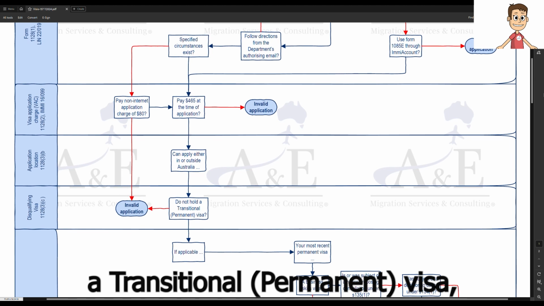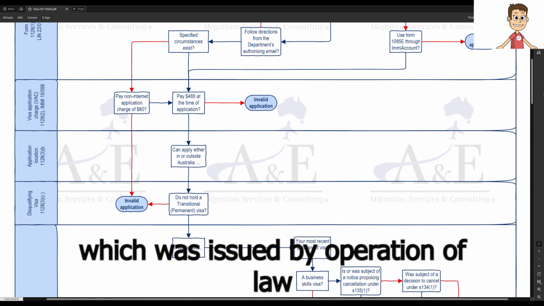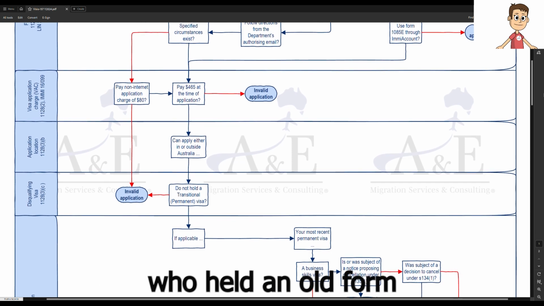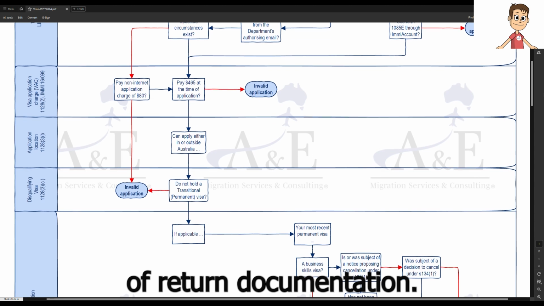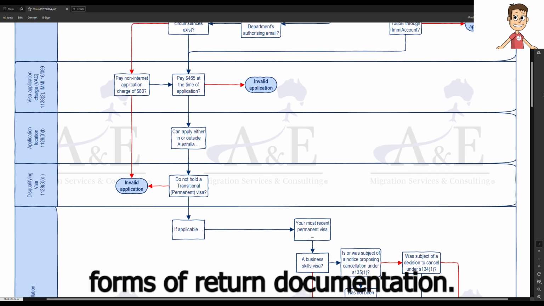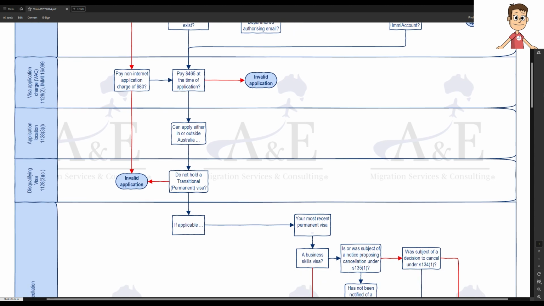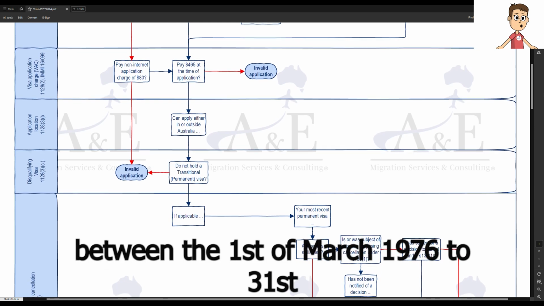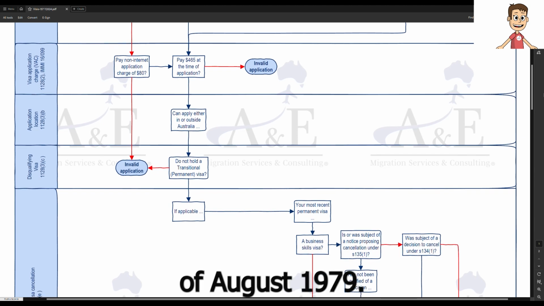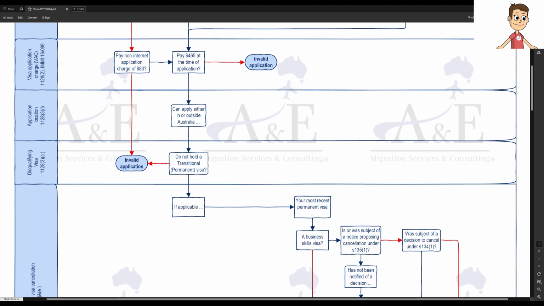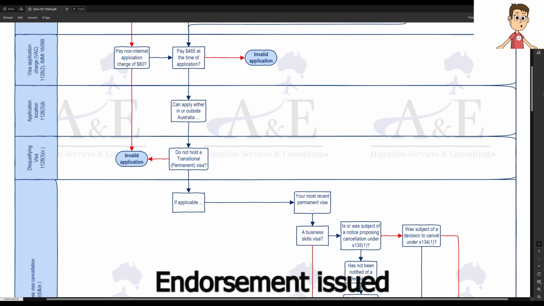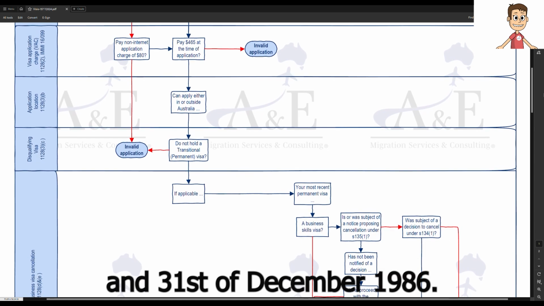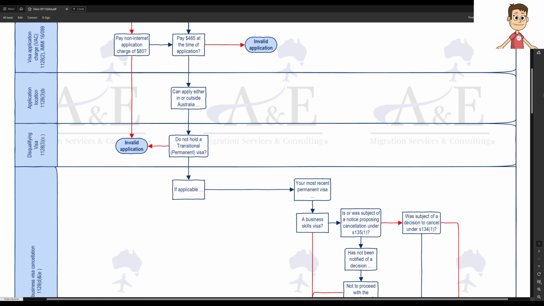You must not hold a transitional permanent visa which was issued by operation of law to Australian permanent residents who held an old form of return documentation. There are 2 old forms of return documentation. The first one is the Authority to Return issued between the 1st of March 1976 to 31st of August 1979. The second one is the Return Endorsement issued between the 1st of September 1979 and 31st of December 1986.